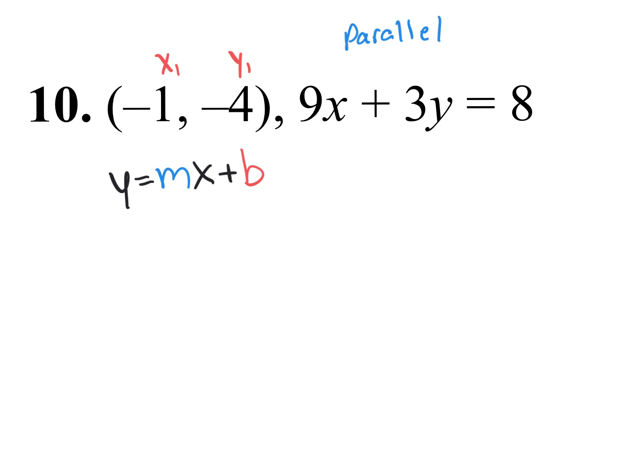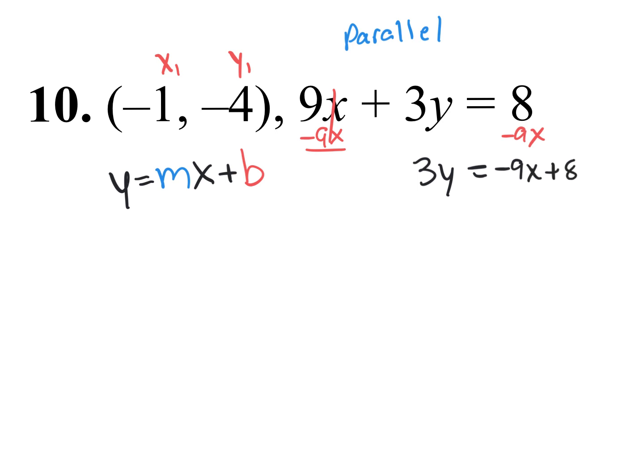But the question is, what is the slope of this line? We don't know yet. Why not? Because this is in standard form. This is an ax plus by equals c, right? And in that standard form, there is no m. So what we have to do is rewrite this in the slope-intercept form. So I need to get y by itself. So I am going to subtract 9x, subtract 9x. I'm going to rewrite this thing, 3y equals -9x with a positive 8.